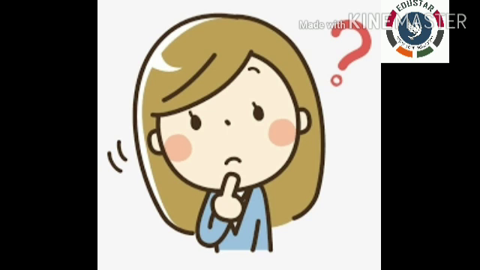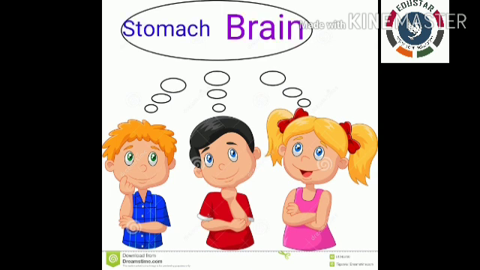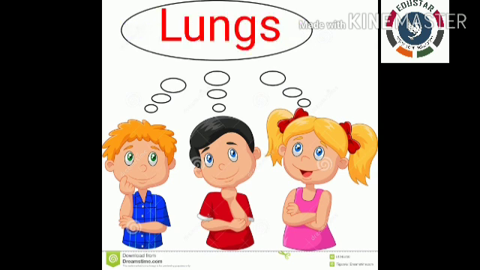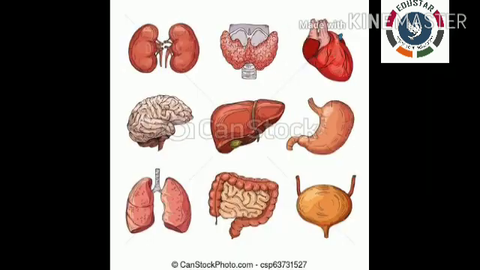Not only bones and muscles, we have some other parts in our body. Tell me some parts you know. Stomach, lungs, brain. Very good. They are called internal organs. What are the uses of these organs? Stomach helps in digesting food. Lungs help us to breathe. Brain helps us to think.